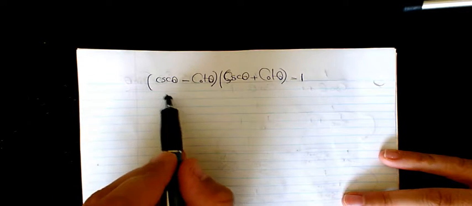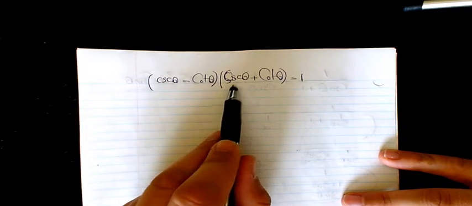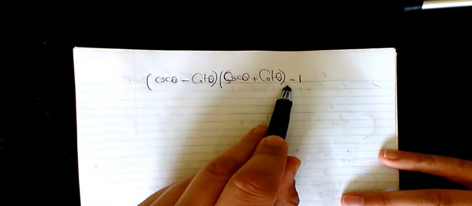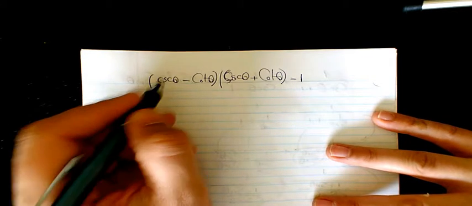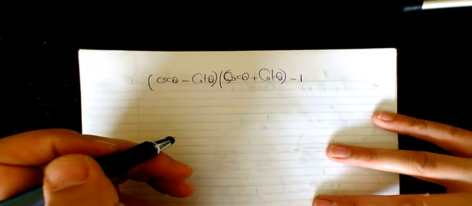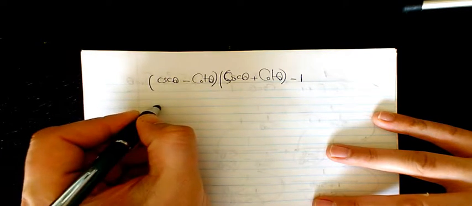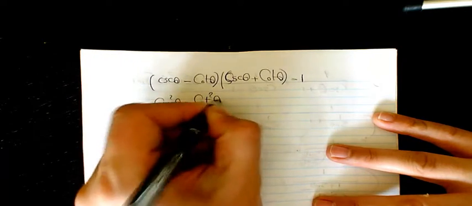In this example, I have cosecant theta minus cotangent theta times cosecant theta plus cotangent theta equals 1. So what I can do first is use the difference of squares. So I can have cosecant squared theta minus cotangent squared theta equals 1.